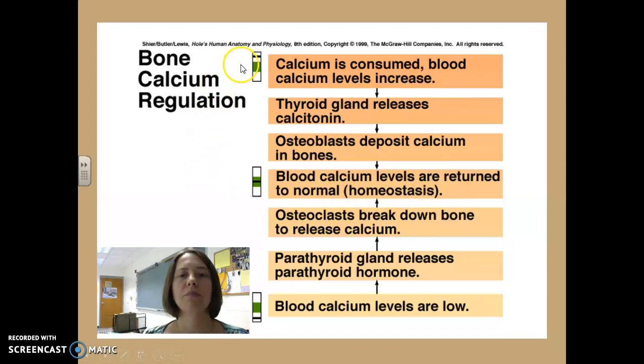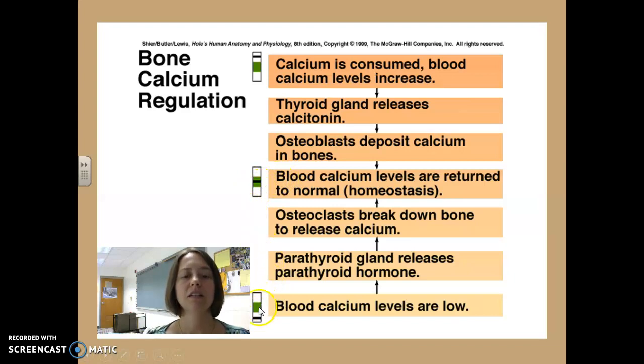Sometimes calcium levels, blood calcium levels, are high. So the calcium is consumed and blood calcium levels increase. Let's say you drank a gallon of milk. So then your thyroid gland releases a hormone, and it's actually calcitonin, which tells your osteoblasts to take the calcium in the blood and deposit the calcium into your bones. And that brings the blood calcium levels back to normal.